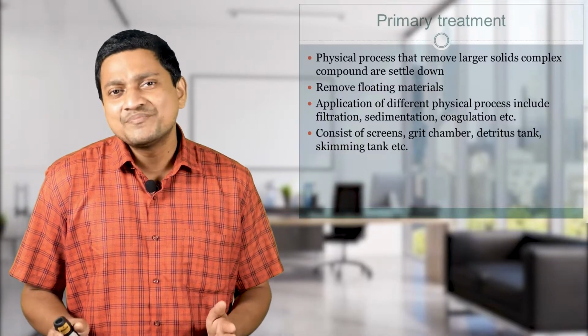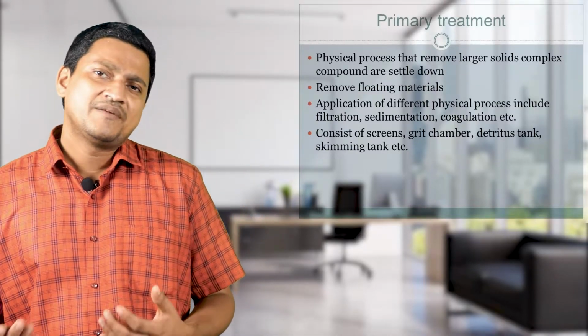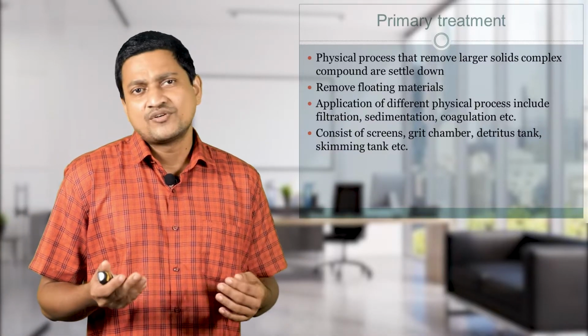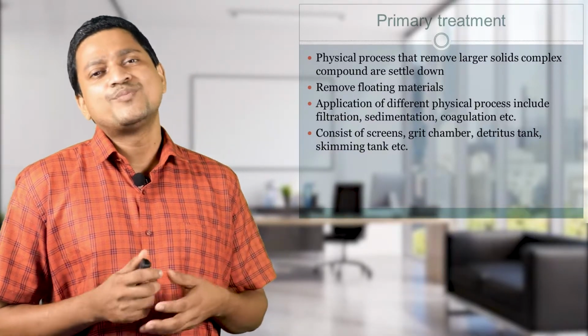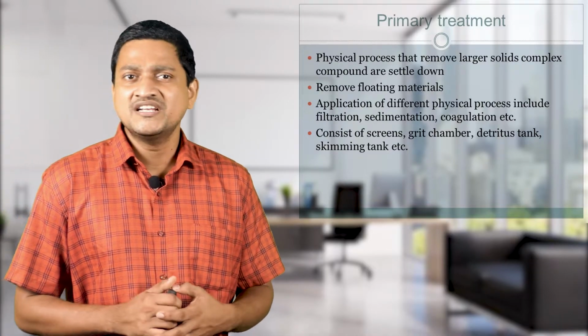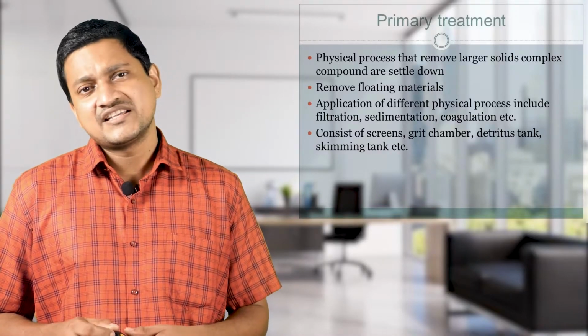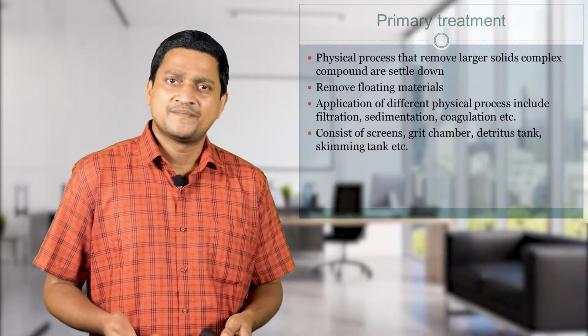The primary treatment process involves different steps. The first step is screening, otherwise called filtration. Different types of screens are used for filtration: bar screens, rotating filters, grid filters, etc.